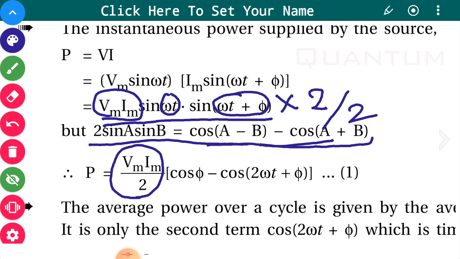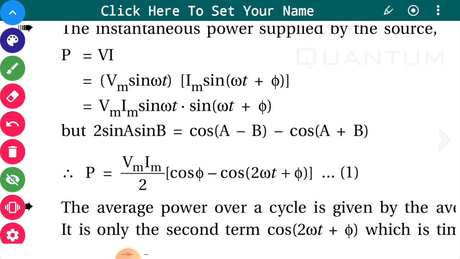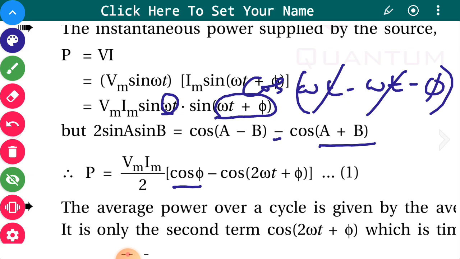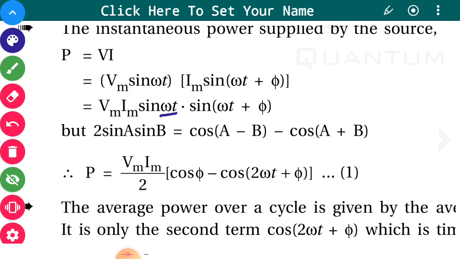If you use this, first subtract, A minus B. So omega t minus (omega t plus phi), and in front we write cos. Omega t will be cancelled out. Cos of minus phi is cos phi, so it is cos phi. Then we have to put minus, and then add these two angles: omega t plus omega t plus phi, so it becomes 2 omega t plus phi.